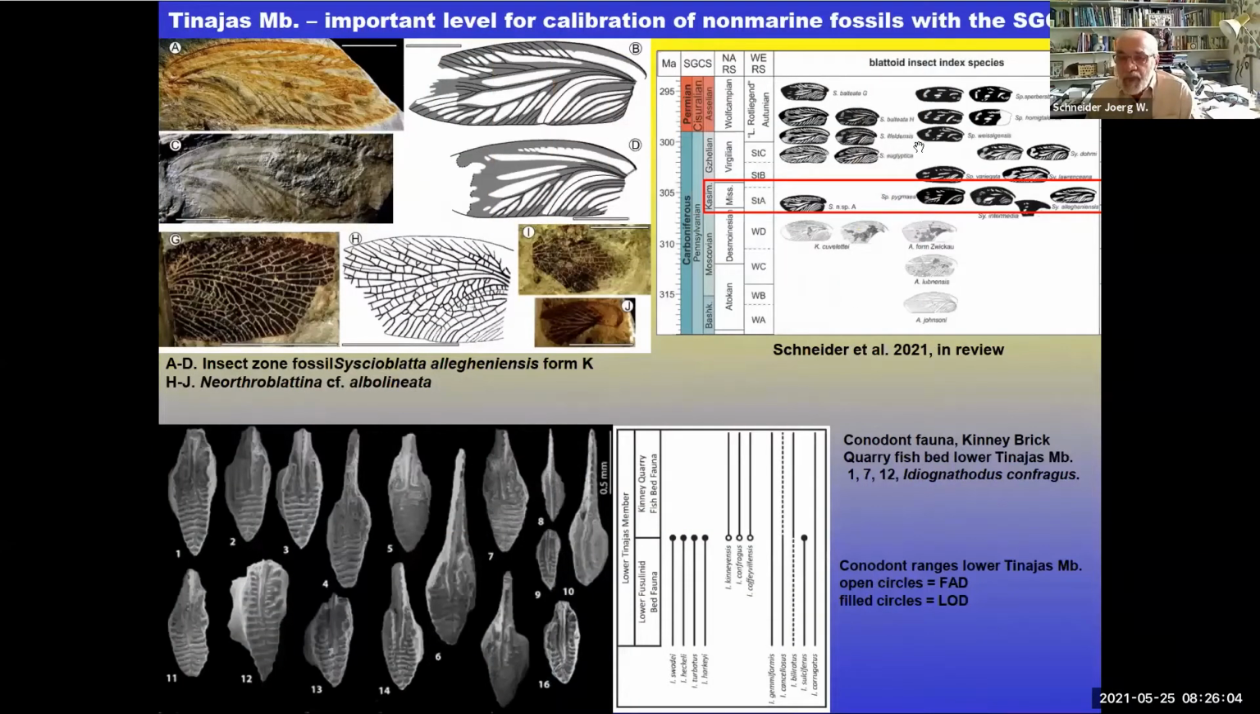The Tinajas Member is a very important level for calibration of known marine fossils with the standard global chronostratigraphic scale. Left above, you see the insect zone fossils, which could be well correlated by conodonts of the Idiognathodus confragus zone to the early to Middle Kasimovian, the work of Barrick and Rosscoe.